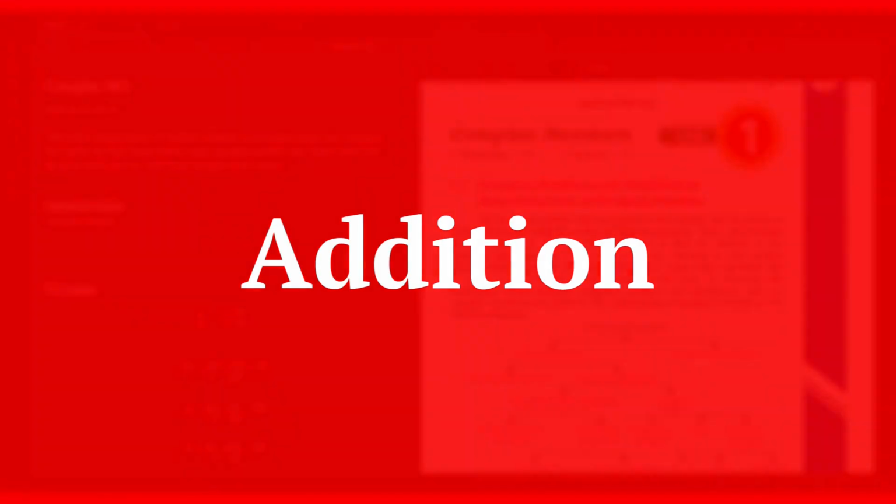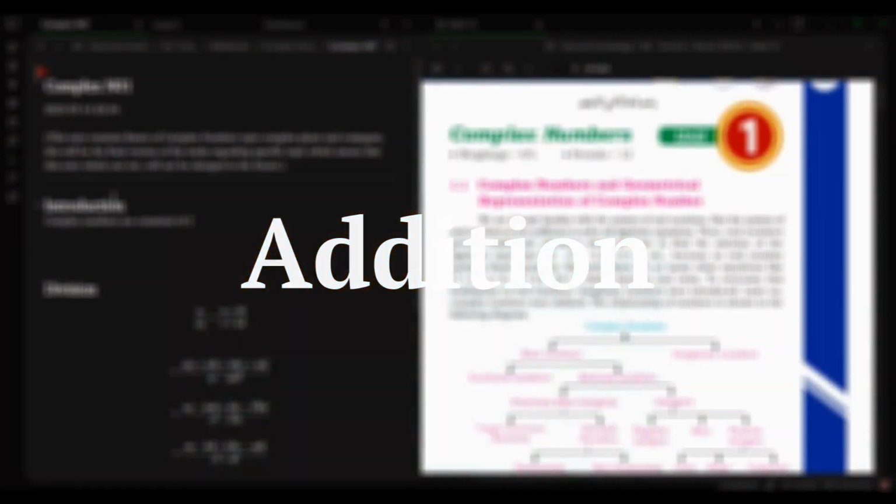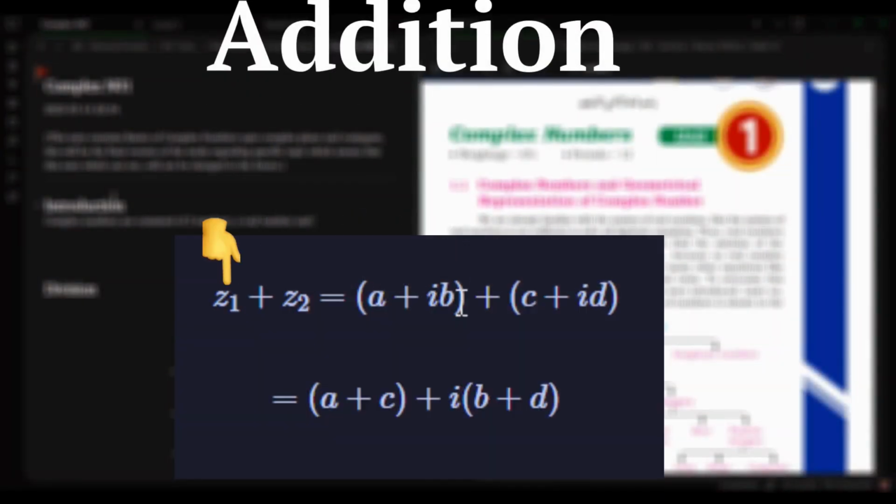First is addition, and it's pretty easy. The sum of two complex numbers z1 equal to a plus ib and z2 equal to c plus id can happen by adding their real part with the other real part and imaginary part with the other imaginary part.